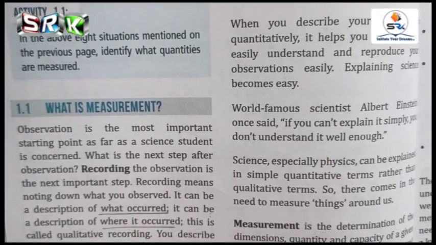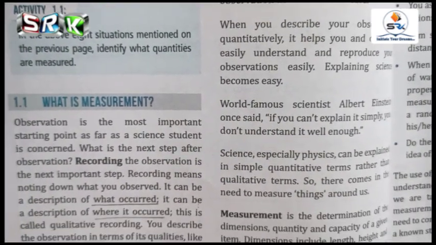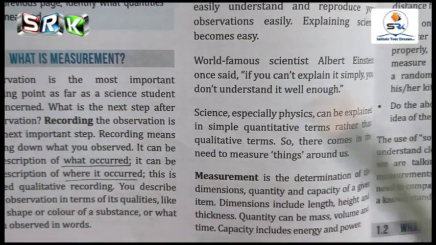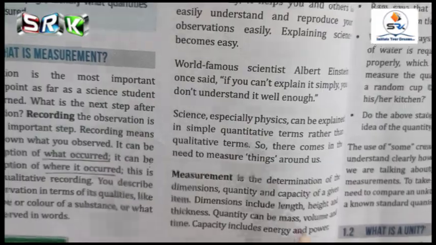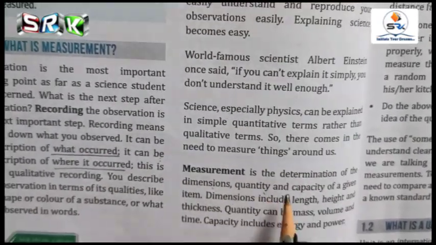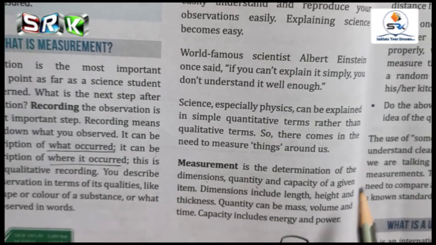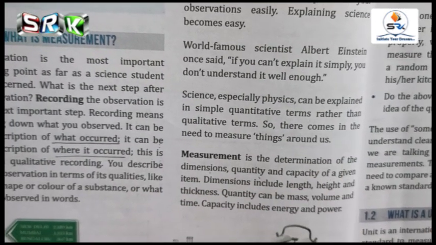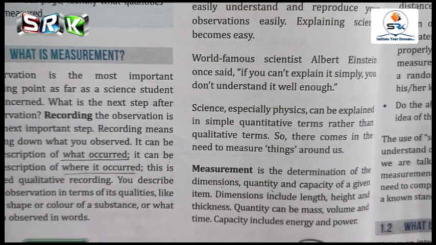So two types of recording we have seen, and next we will move on to what is meant by measurement. Finally, we are going to see what is meant by measurement. Measurement is the determination of the dimensions, quantity and capacity of a given item. So it determines dimension, quantity and capacity.